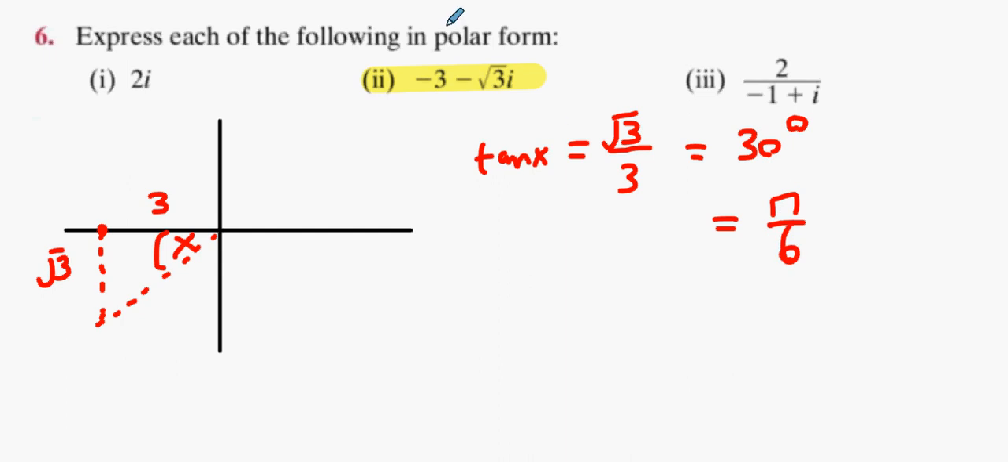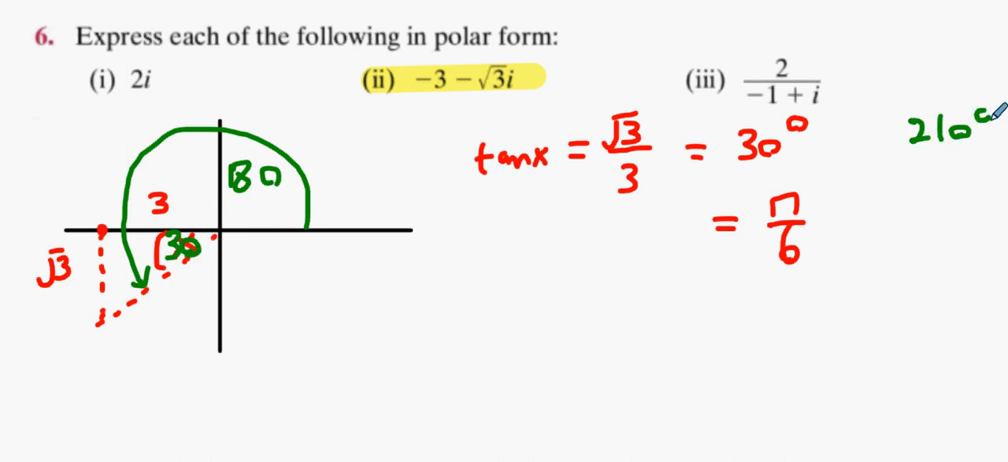Now, we want this angle here, Connor. That's an angle bigger than 180. So for me, that's 180 plus 30, so that's 210. But if you're doing it in radians, what's 180 in radians? Pi. So what's pi plus pi over 6? 7 over 6 pi. Is that alright? So that's what we're on so far. So we can write both answers in.